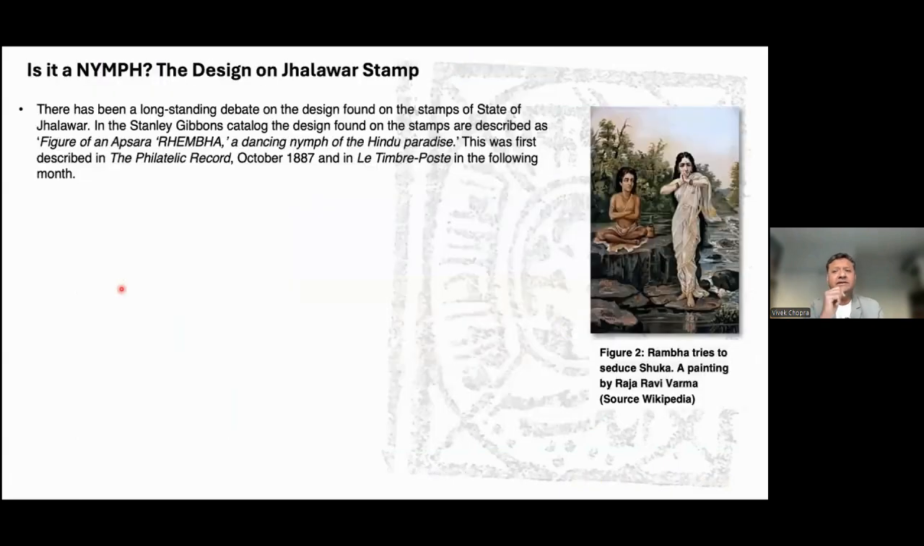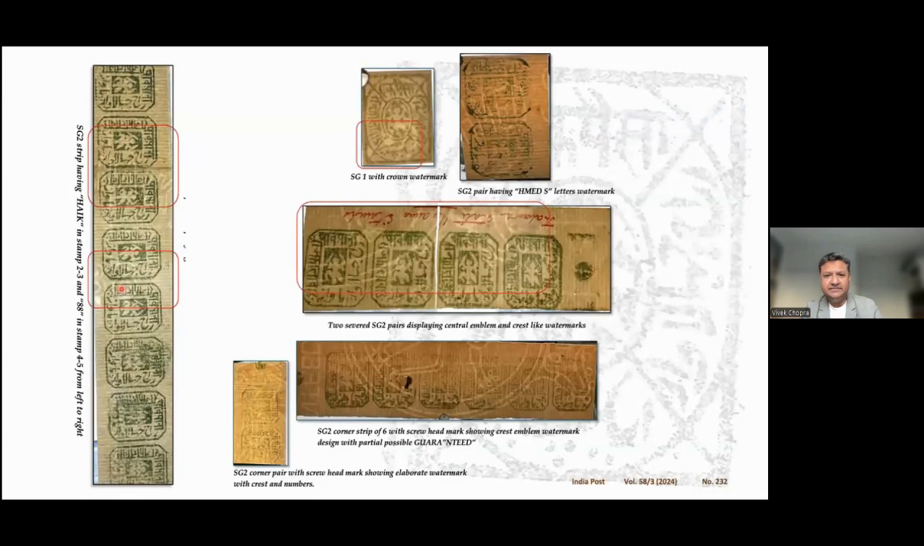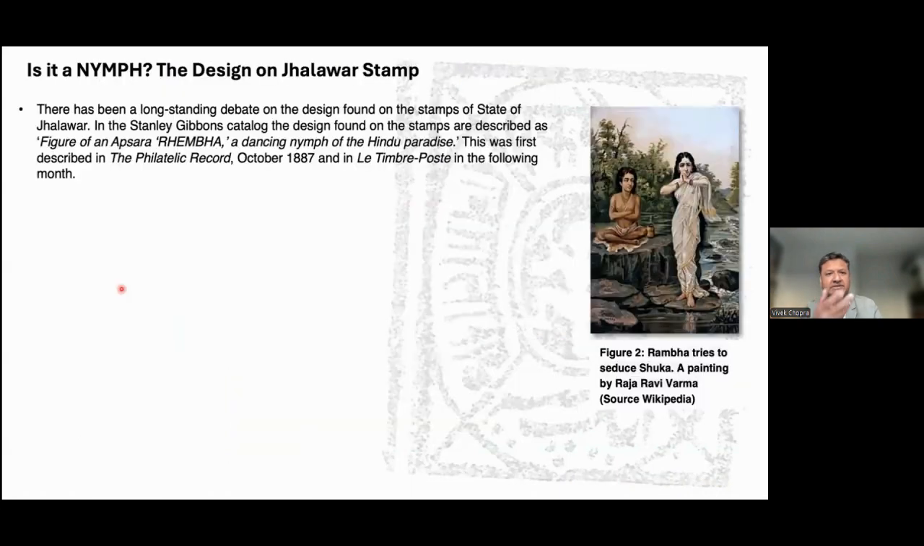Yeah, so the other interesting thing about this stamp is actually the design, right? If you look at the design, what is it? So the Stanley Gibbons catalog identifies this design as a nymph, a dancing nymph, right? There has been a long-standing debate on the design found on the stamp of Jhalawar. In Stanley Gibbons, they say that it is a figure of an apsara, a Rambha, a dancing nymph of the Hindu paradise.